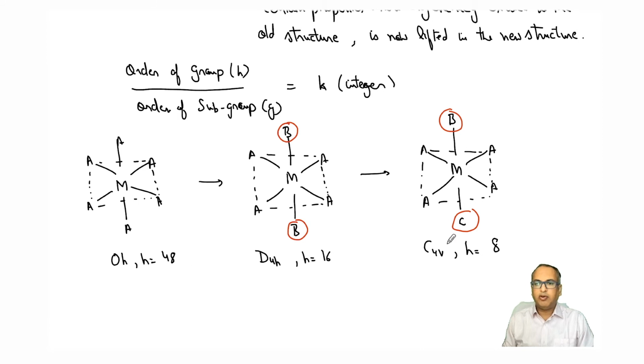So you're still following the integral divisor. 48 divided by 16 is 3. 48 divided by 8 is also an integer. 16 divided by 8 is also an integer. So this is the universal group in this particular case. D4h is a subgroup of Oh. C4v is a subgroup of D4h as well as Oh, right?